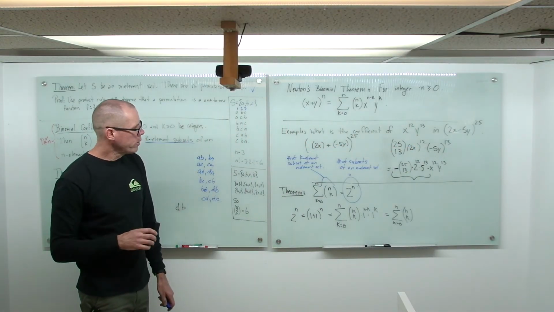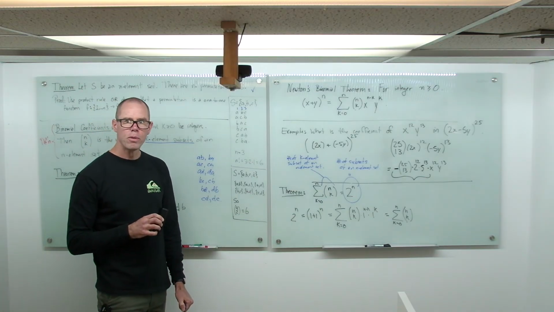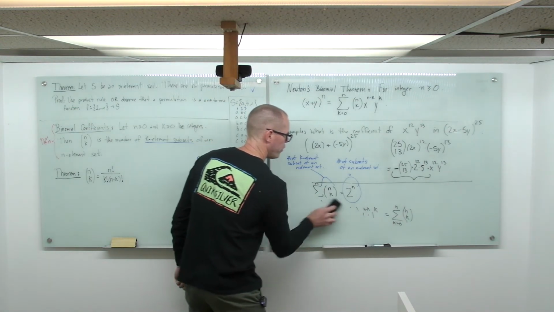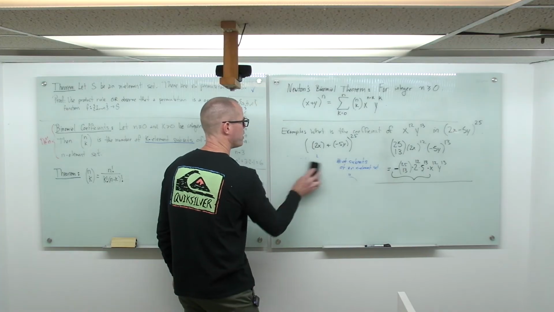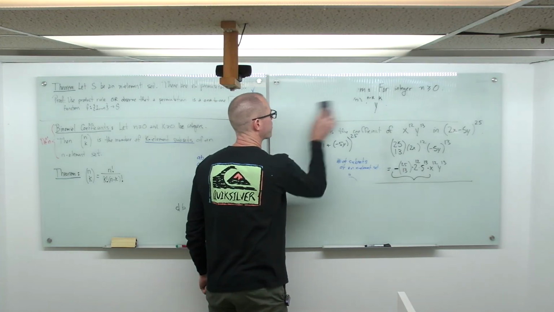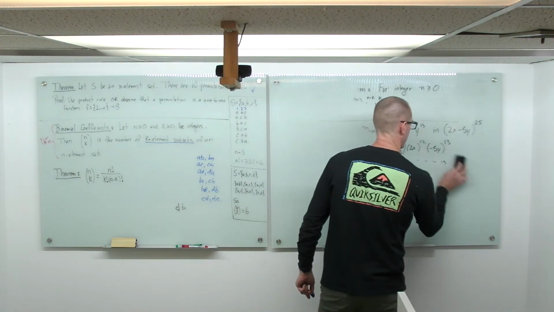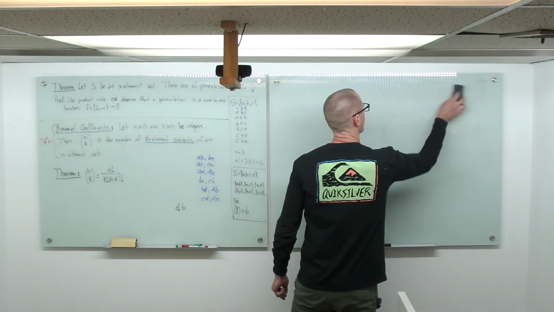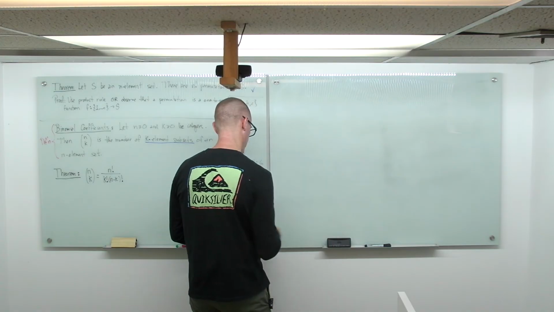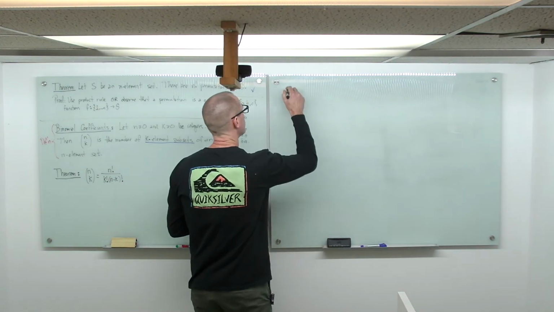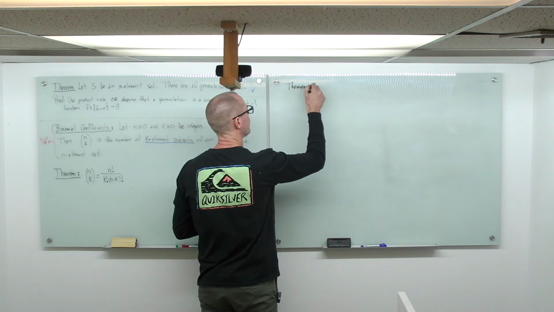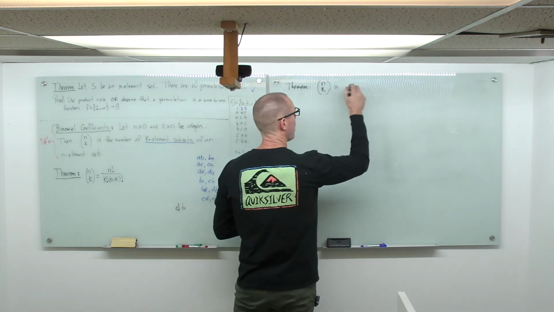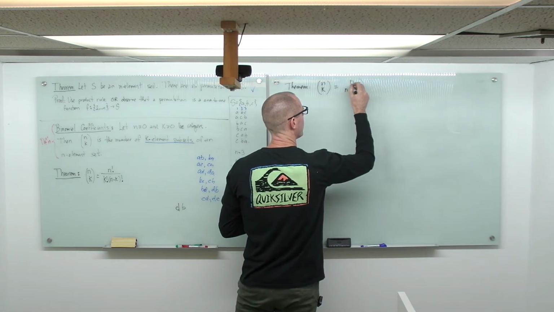So now we're going to do a couple more examples of combinatorial proofs to prove a few classic results about these binomial coefficients. So here's the theorem. N choose k is equal to n choose n minus k.